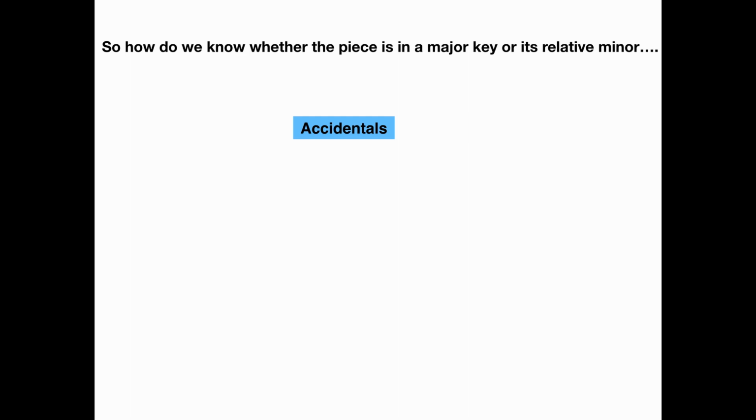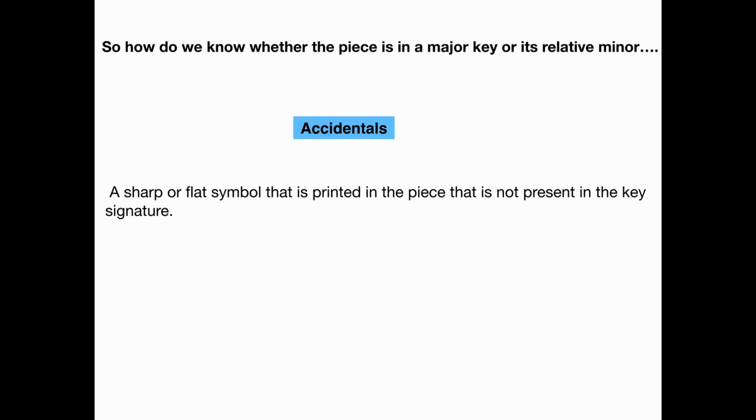So what are accidentals? Typically, an accidental is the name we give to a sharp or flat symbol that is printed in the piece that is not already present in the key signature. While accidentals can appear for purely creative reasons and may not always affect the key of the piece, if an accidental is consistently appearing before a particular note, letter name that is, it is likely of more significance.